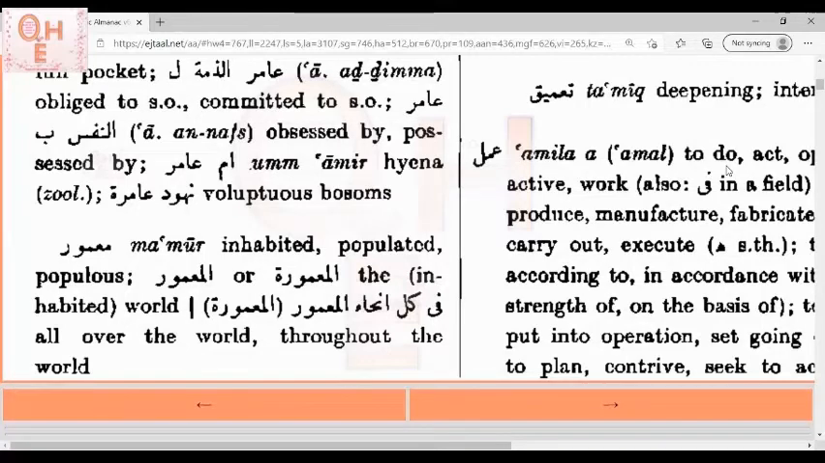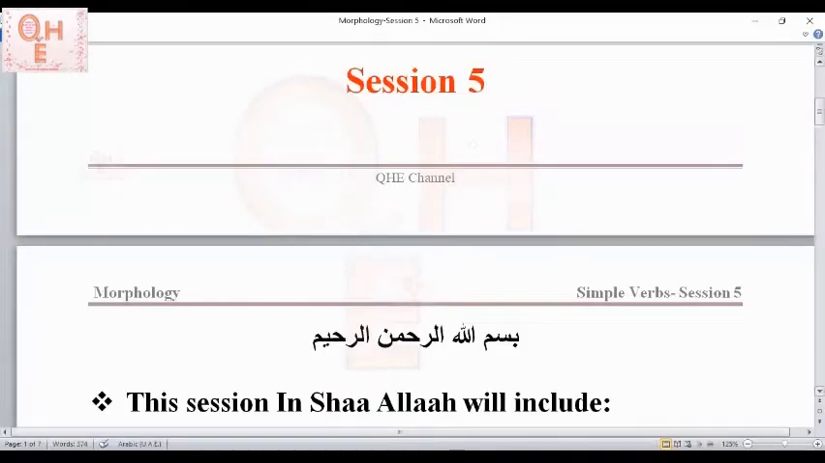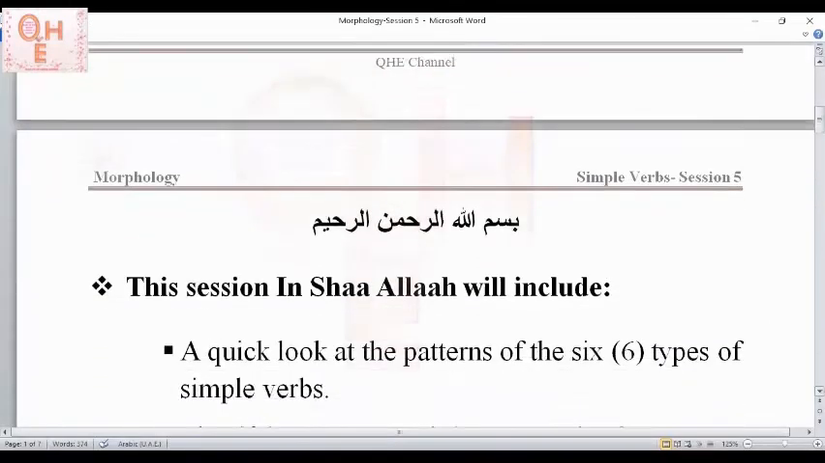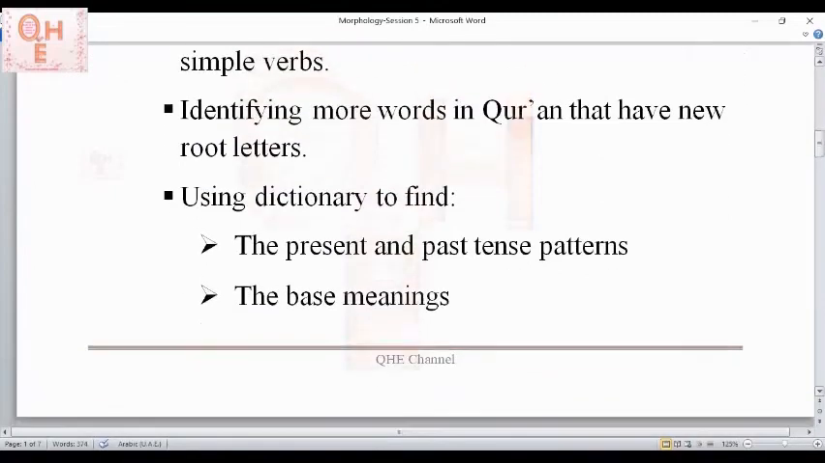Okay, hopefully you made a note of this information, but I'm going to show you in the table also, inshallah. So let's go back to the table, inshallah.